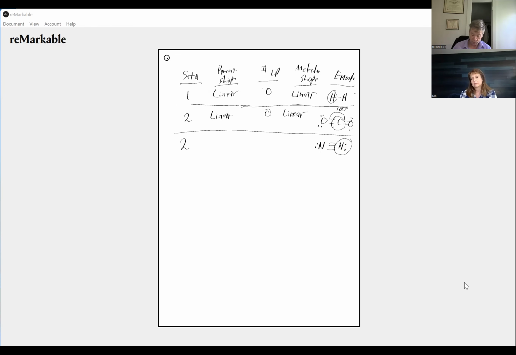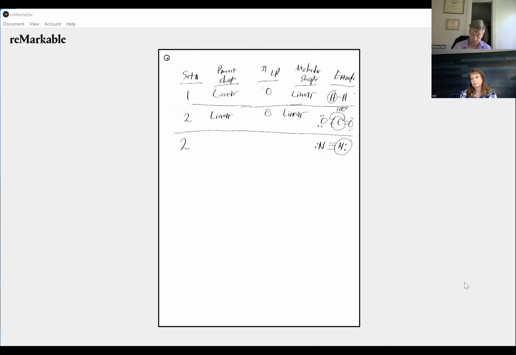Everything's linear. God, can't we do something more interesting? Okay, should we do something more interesting? Sure, I'm sure you will. Okay, let's get away from linear, for crying out loud.